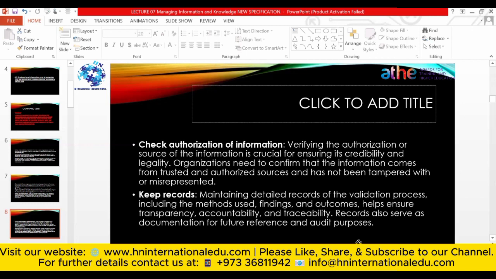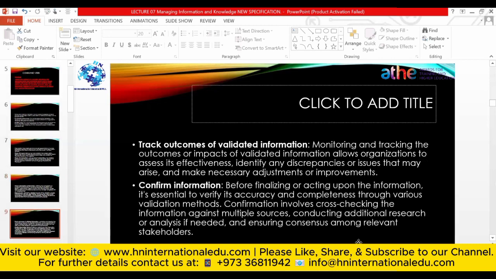Records also serve as documentation for future reference and audit purposes. That is, if you want to refer to something in the future, there is a record in the end. Track outcomes of validated information. Monitoring and tracking the outcomes or impacts of validated information allows the organization to assess its effectiveness, and identify any discrepancies or issues that may arise.